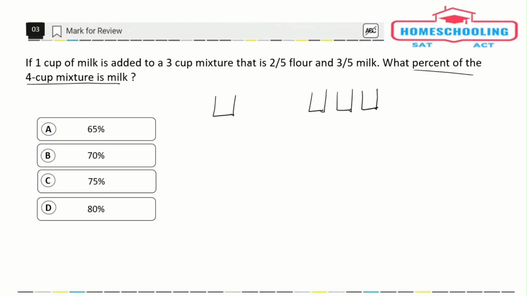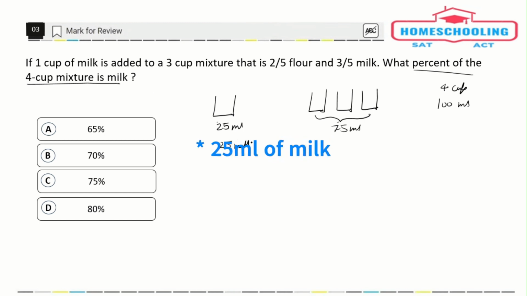For calculation's sake, let's take one of them as 25 ml, and this one would be 25, 25, 25. So as a whole, the mixture would be 75. The sum of both of them would be how much? 100. So 4 cups is 100 ml. Let's take this as 25 ml and this as 75 ml. The first cup is only milk, so here we would have only 25% of milk.